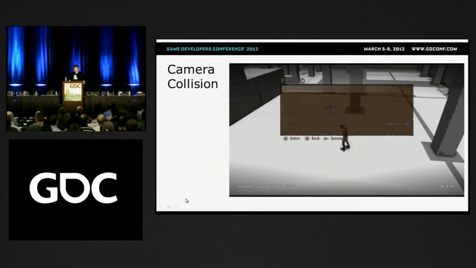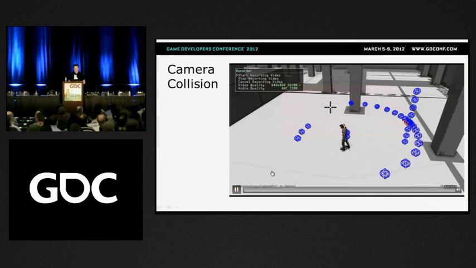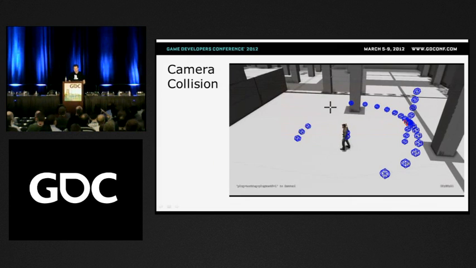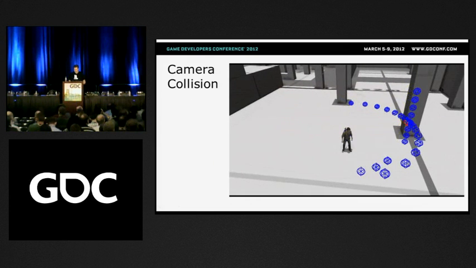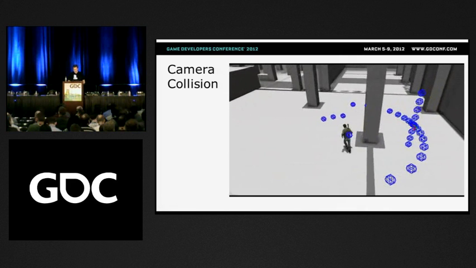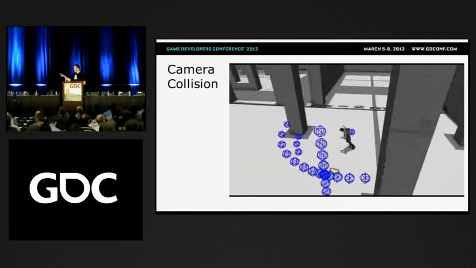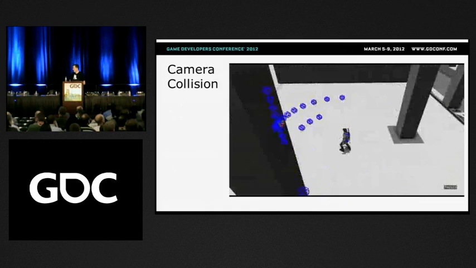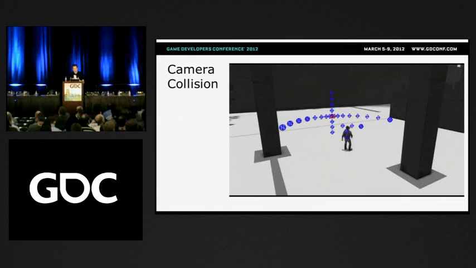So it seems like the right solution to us. I'm going to briefly go over how we do camera collision in our third-person cameras. As you can see here, we have a bunch of probes we do, kind of in a fan, that allow the camera to get pushed around corners.